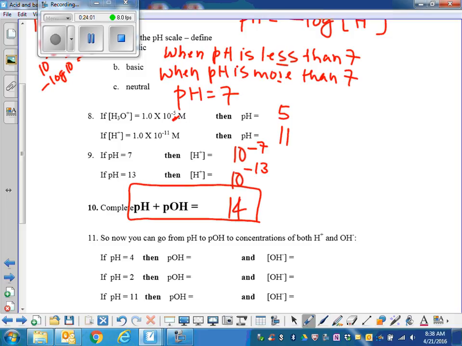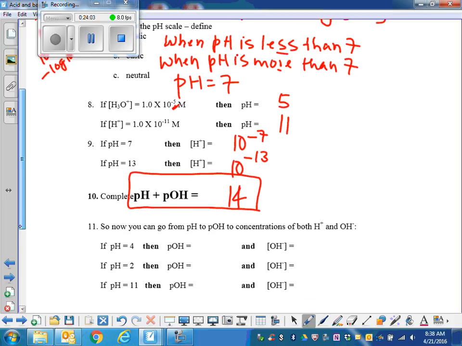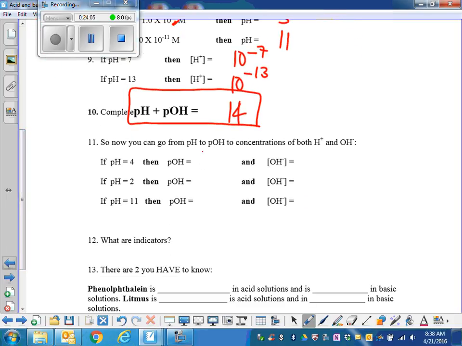All right? So, if the pH is 4, the pOH is 10, and what is my hydroxyl ion concentration? 10 to the negative 10. If the pH is 2, pOH is 12, and it's 10 to the negative 12. This is a 3, and that's a 10 to the negative 3.